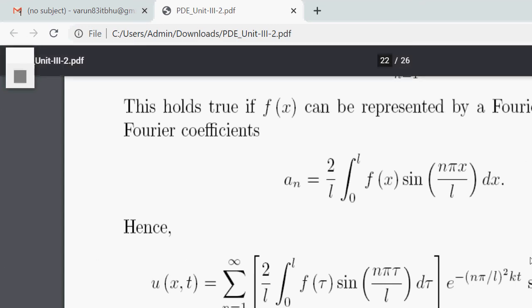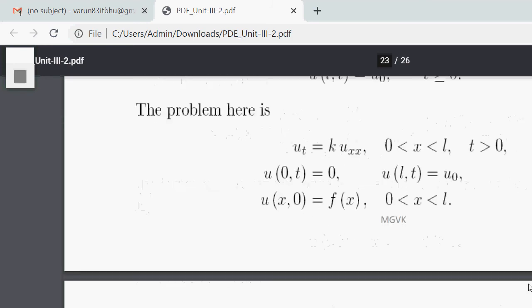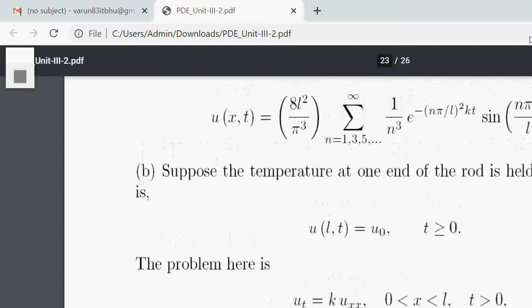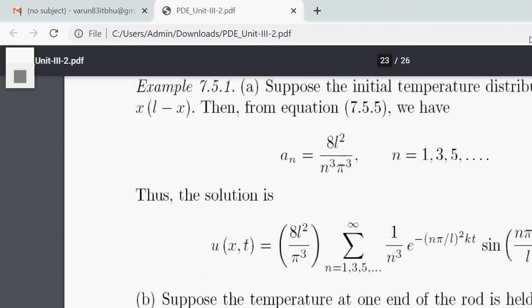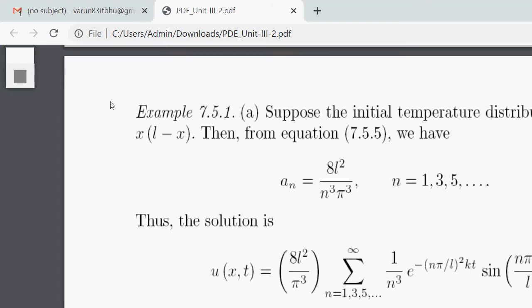Now we discuss two cases. Suppose that the initial temperature distribution is f(x), and that will be x into 1 minus x.